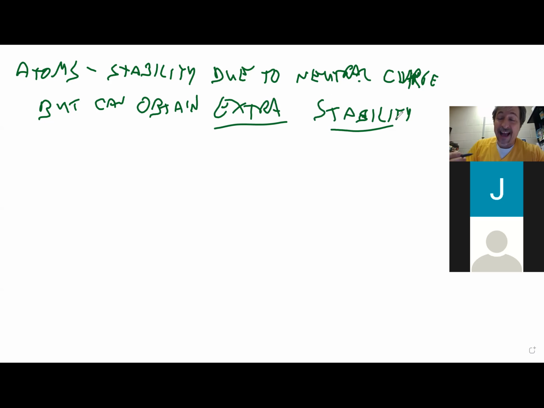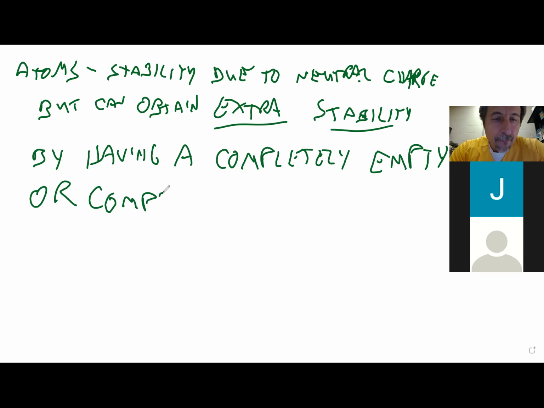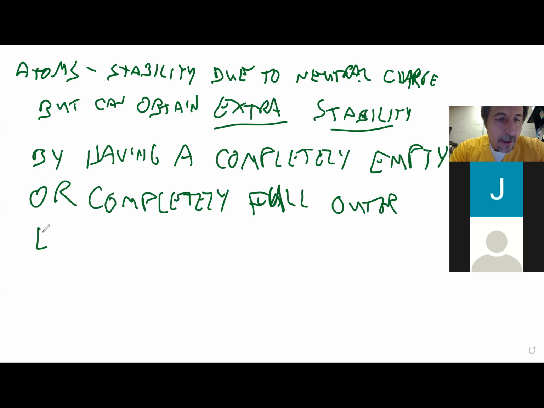But they can obtain extra stability. And we're going to give you the short version right now, but then we're going to talk in great detail about what I'm talking about now later on. Okay. They can obtain extra stability by having a completely empty or completely full outer electron shell.